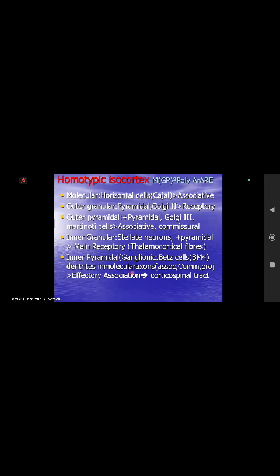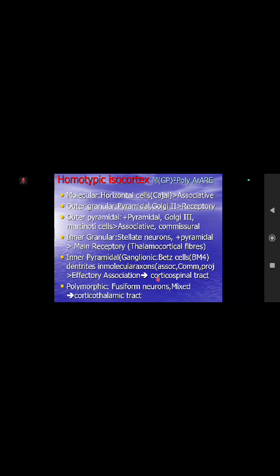Those fibers, as corticospinal, descend to form the pyramid in the medulla, and then synapse, like I've said, to the basal horn of the spinal cord, the motor horn of the spinal cord.